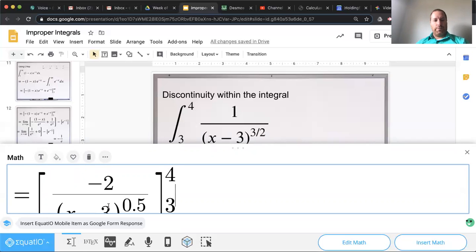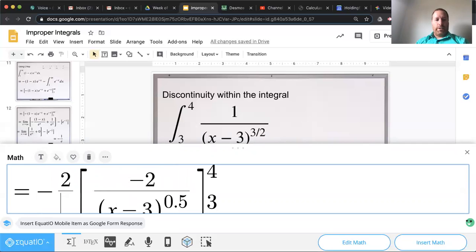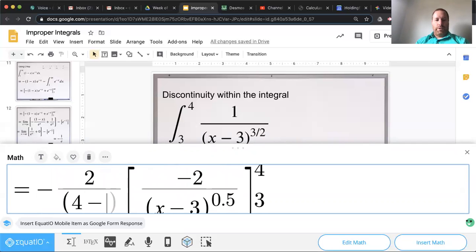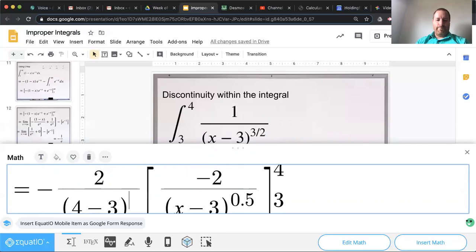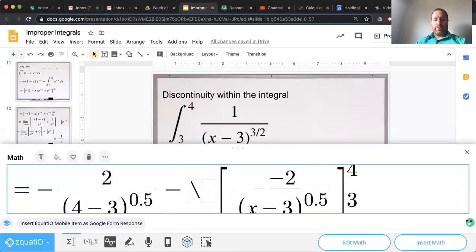So first off, we can plug in 4, and that will be negative. Well, actually, I can put the whole thing on just to emphasize that. -2 over 4 minus 3 to the 1/2, or the square root of that. So it's just going to be -2 all throughout here. And then what we will have to do is subtract the limit.